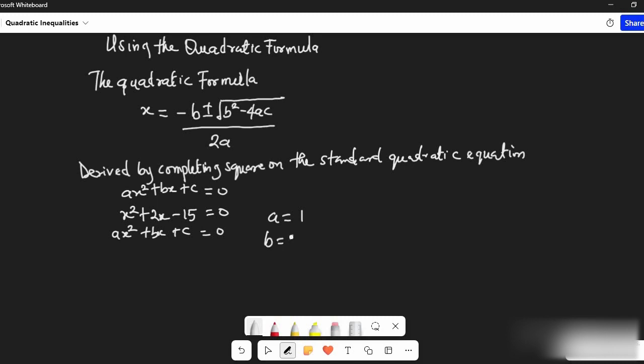And then b equals 2, because b is the coefficient of x in the standard equation, and 2 is the coefficient of x in the quadratic equation in question. And then c equals minus 15. Okay. So now that we know what a is, what b is, and what c is, we simply put these values into our quadratic formula to get the roots of the equation. So let's do that.